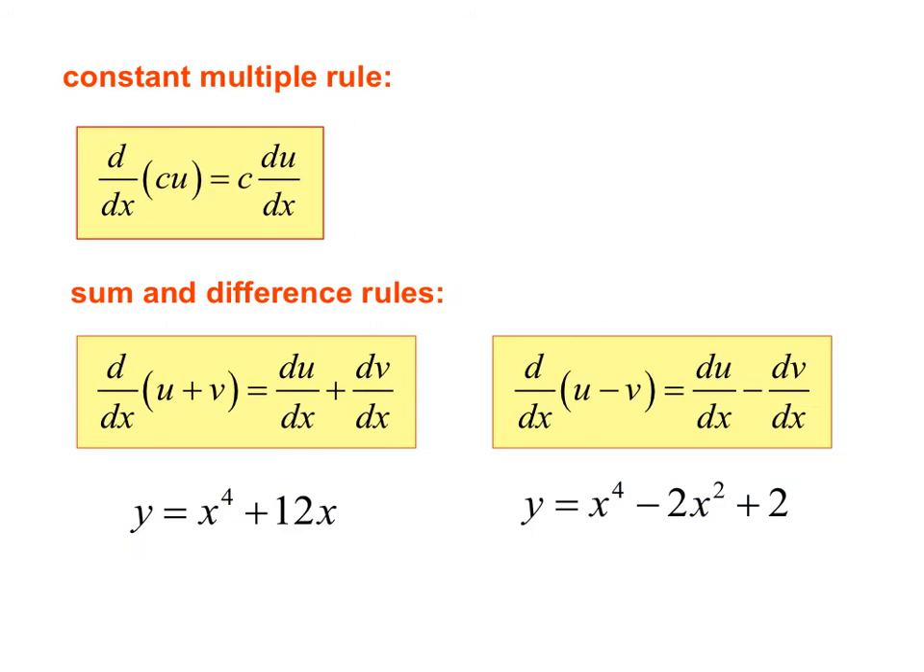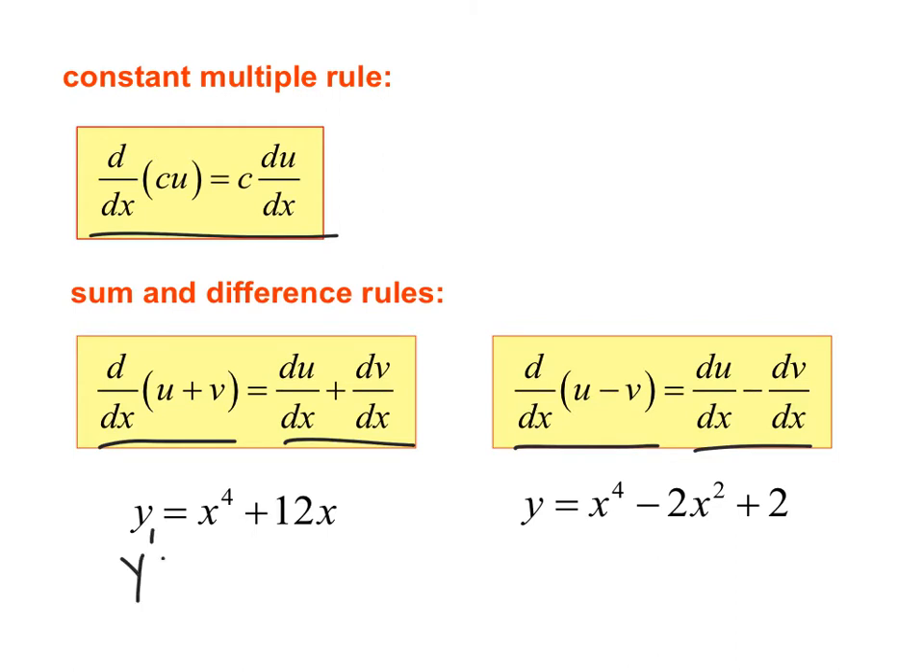So I've got my constant multiple rule. And then other rules that we're going to use a lot are pretty straightforward. If I'm taking the derivative of two terms added together, I simply take the derivative of each term individually. If I take the derivative of two terms being subtracted, I'm going to take the derivative of each term individually and subtract. I don't think these are worthy of putting on our foldable because we're going to use them so much they're going to become second nature.